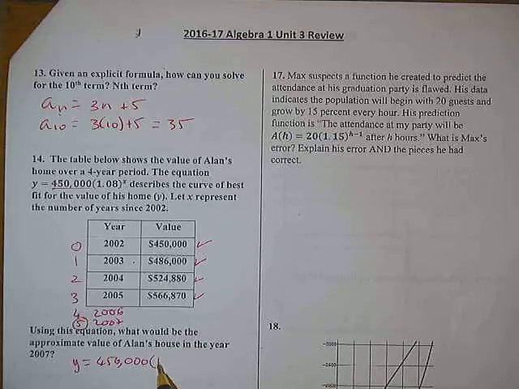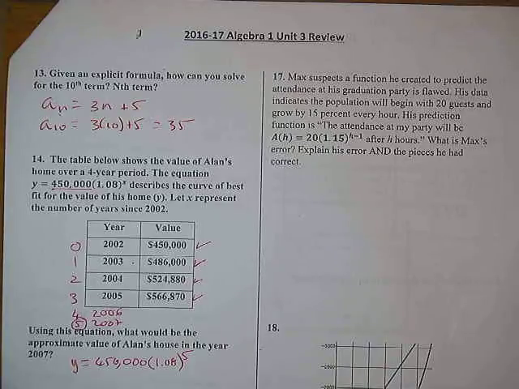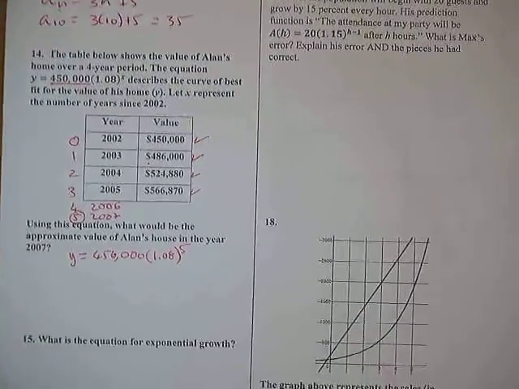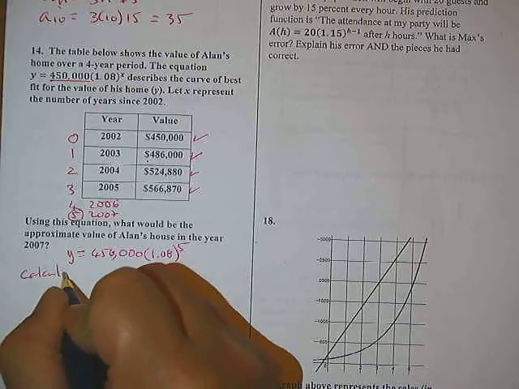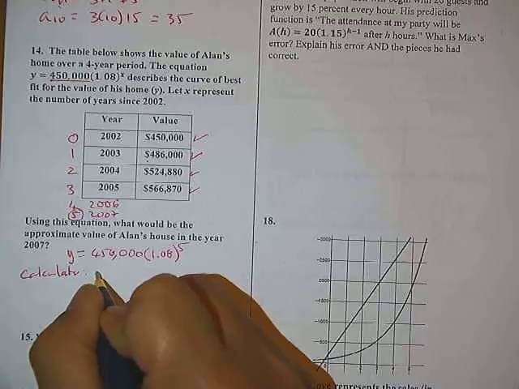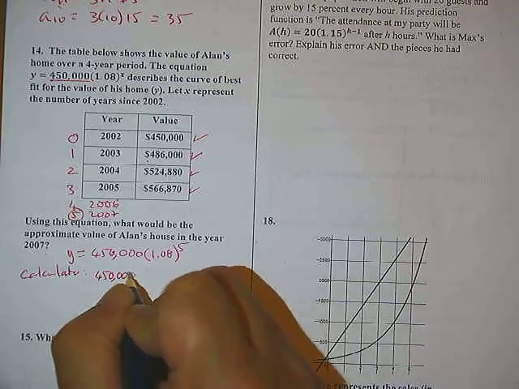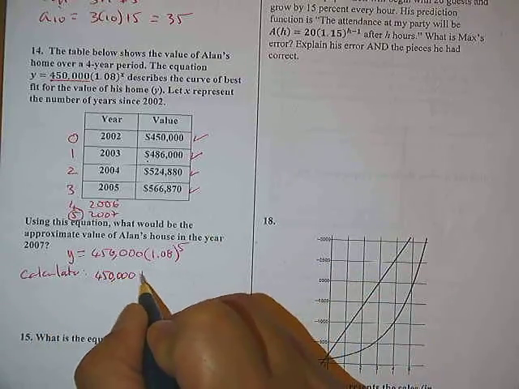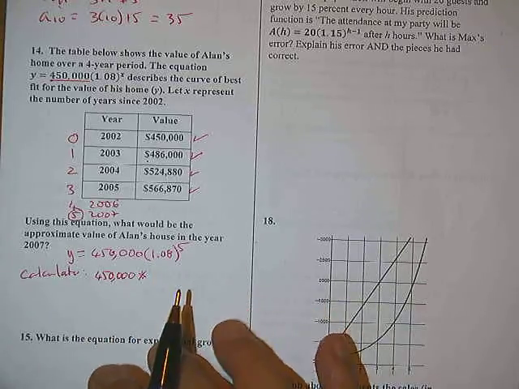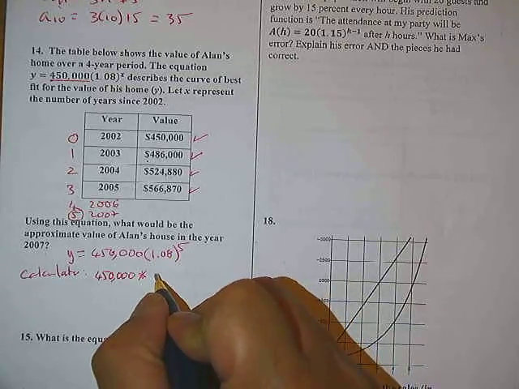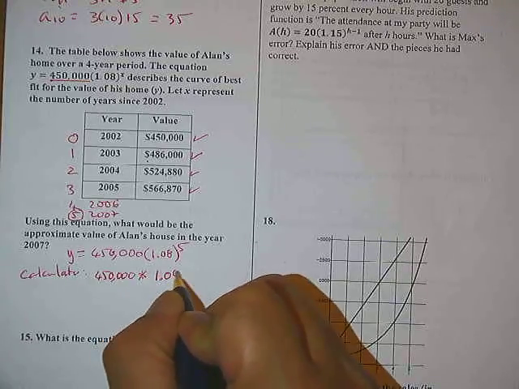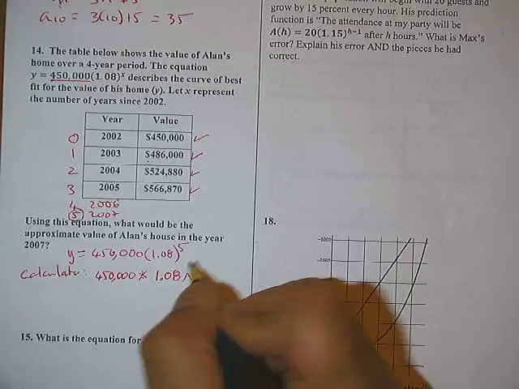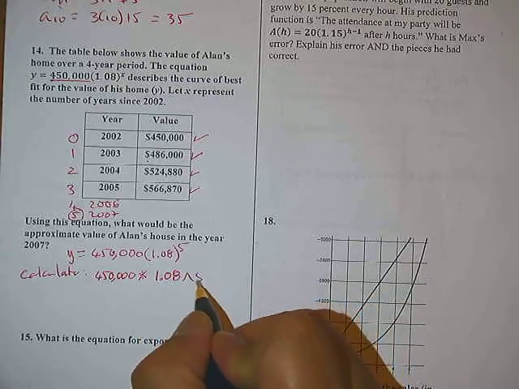So use the equation. What would be the approximate value of Alan's house in the year 2007? So I think this is when it's at the beginning. That's year 0, right? A year later, 2 years later, 3 years later. So 4 years later, it's 2006. So 5 years later, it's 2007. So the formula is 450,000 growing at a rate of 1.08, and we just raise it to the 5th power.